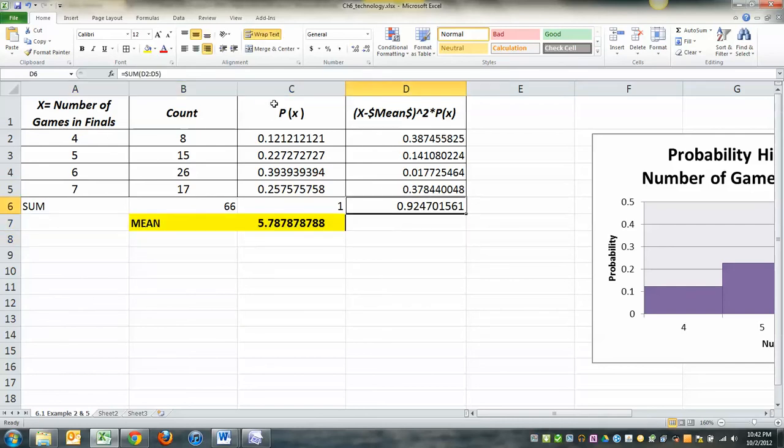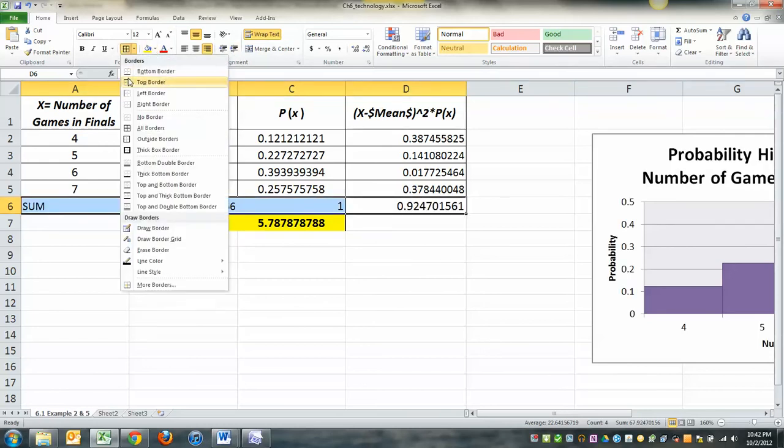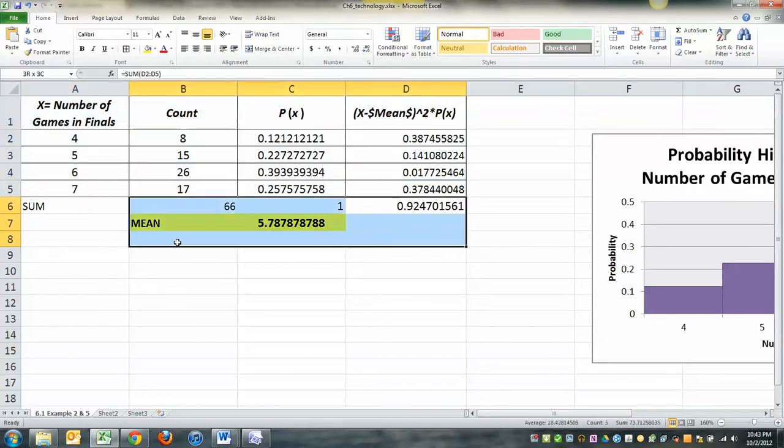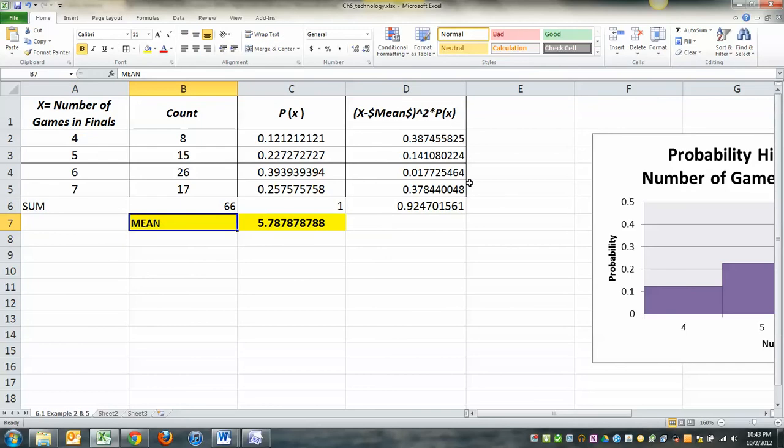Okay, so I found x minus the mean, squared it, times it by probability of x. I dragged it down, and I got down here to the sum part, right? So down here I have the sum. Hold on, I'm going to clean up my bars here just a second. There we go. I like that better with no borders down here.